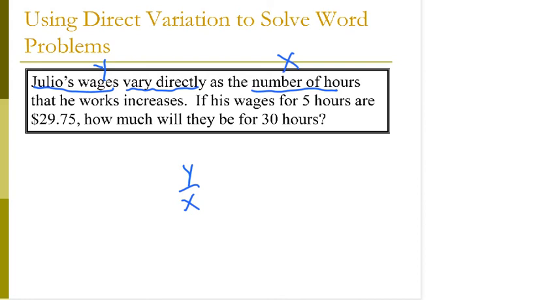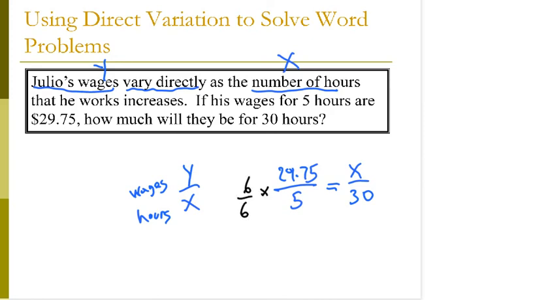His wages are $29.75 if he works 5 hours. And they're asking how much will he earn if he works 30 hours? So this is a particularly simple proportion to solve, because we notice that 5 times 6 is 30. So we can just multiply this by 6 over 6, and we would end up with x equals 178.5.